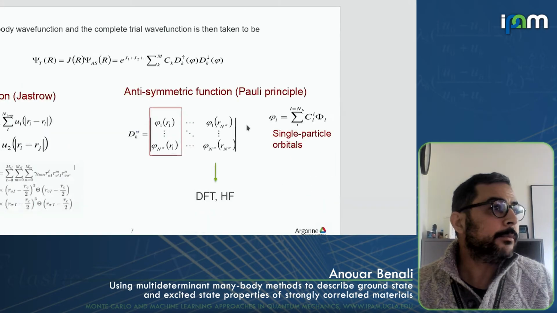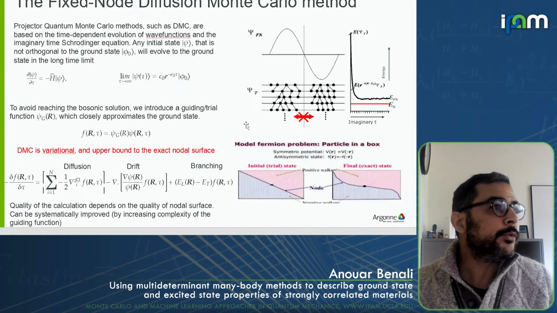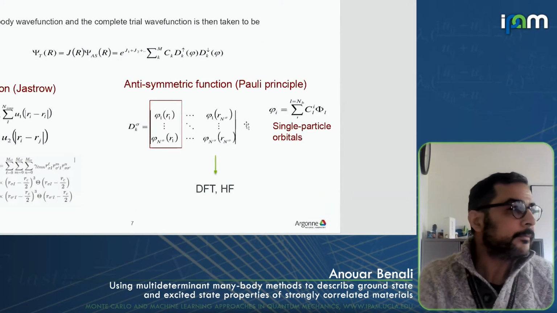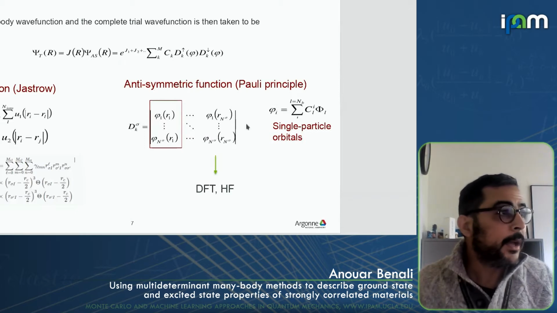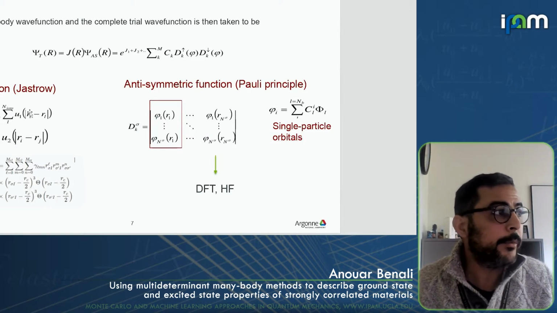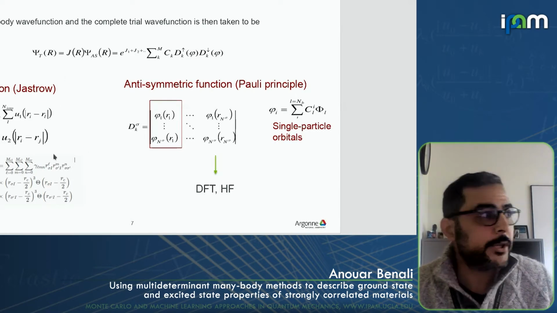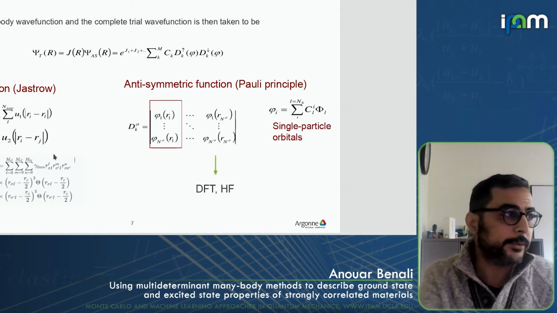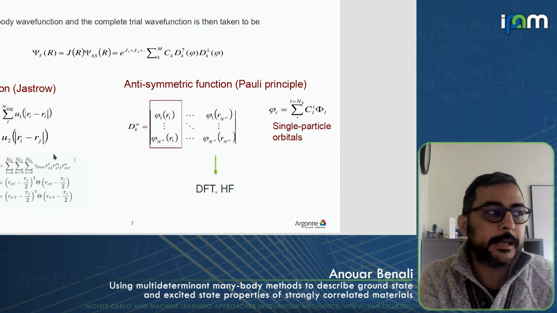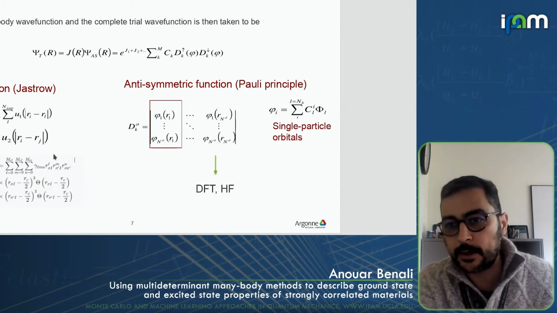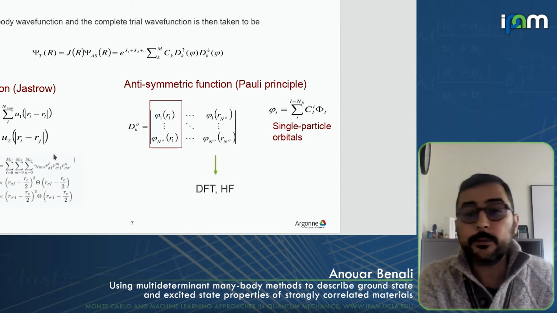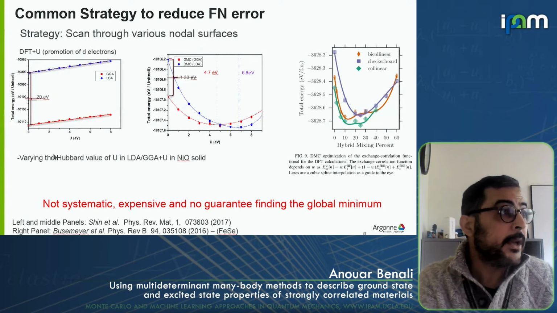In this case, we choose the nodal surface to be made of a Slater-Jastrow function, where the Jastrow factors give us some type of dynamic correlation through one-, two-, and three-body Jastrows. And the antisymmetric part is going to be defined by either a DFT or a Hartree-Fock wave function. In this case, we're going to choose the DFT wave functions.